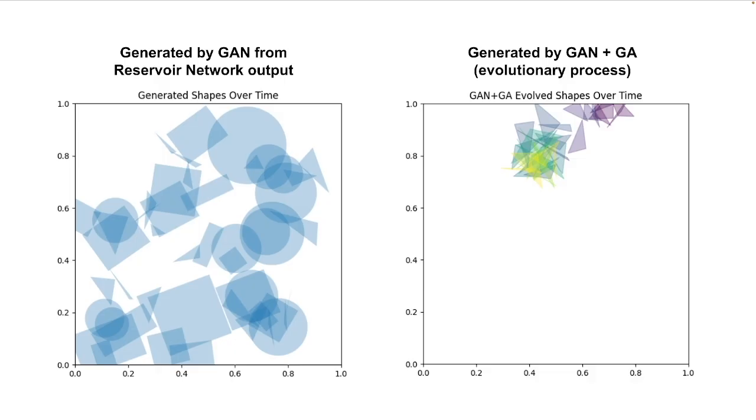Now on the right, we have something generated by the GAN plus the GA. This is a latent space that shows when we have this evolutionary process active. We have selection for specific shapes, where we end up with specific shapes concentrated in a specific part of latent space. We can see here all these triangles clustered up towards the top middle section of the latent space. This is what our selection process does when we add the genetic algorithm. It restricts everything to that one space.